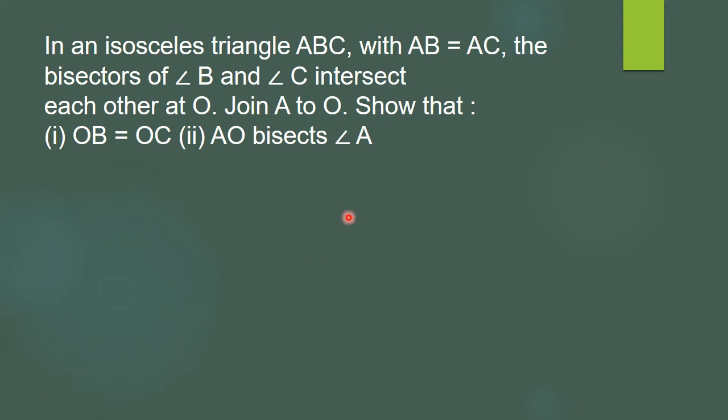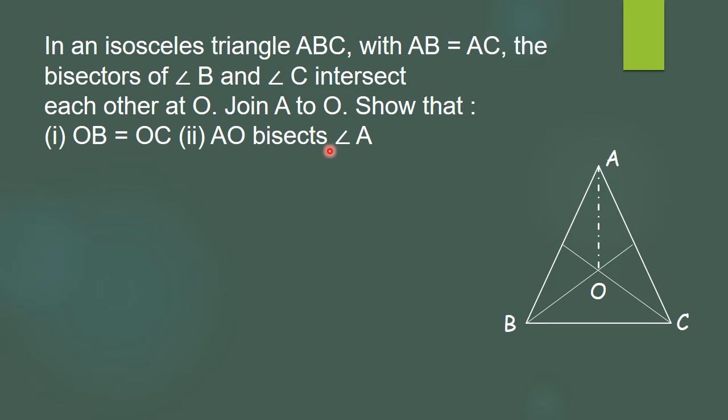In an isosceles triangle ABC with AB equal to AC, the bisectors of angles B and C intersect each other at O. Join A to O. Show that OB is equal to OC and AO bisects angle A. For that, first we will draw the diagram.